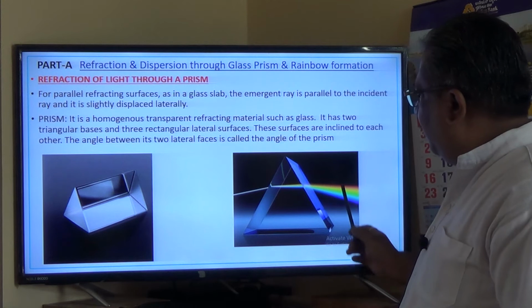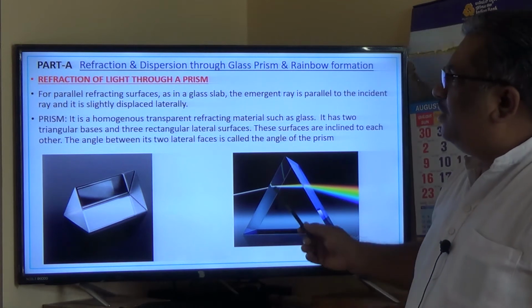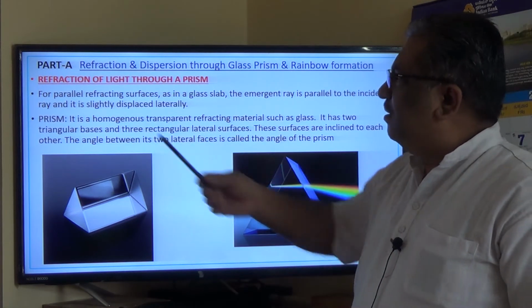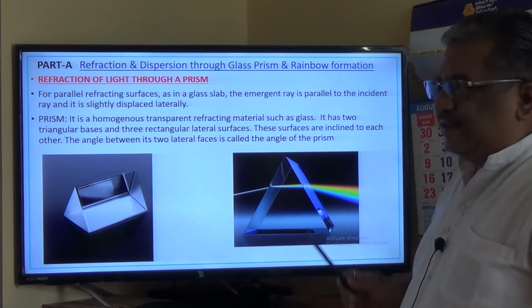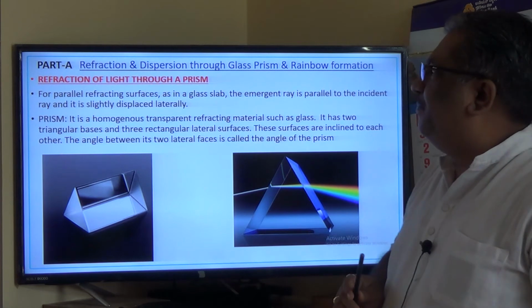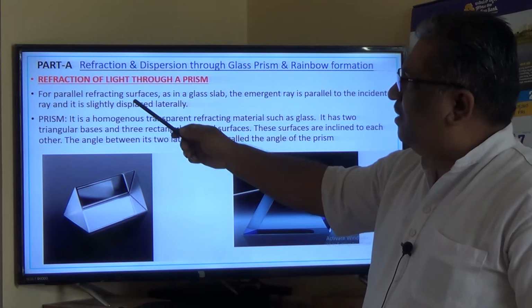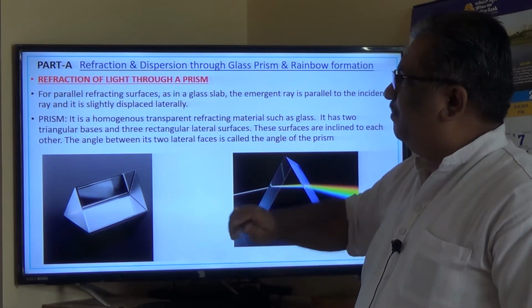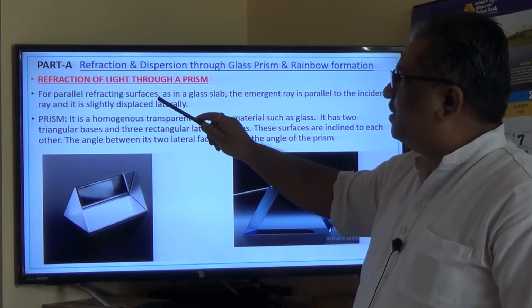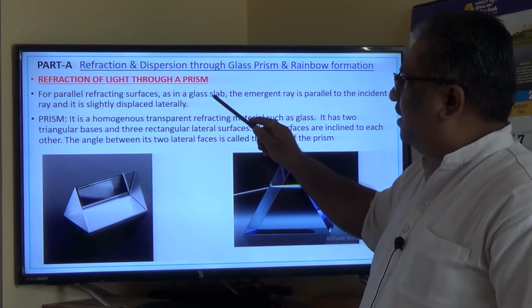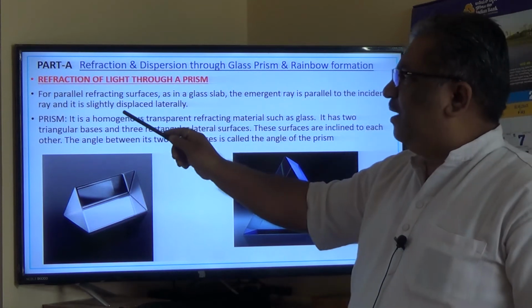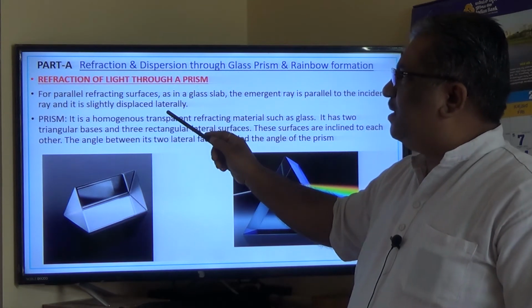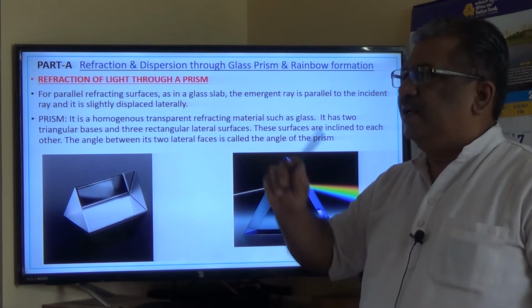Here you can see the rainbow formation basically. Rainbow formation means rainbow-like colors, but the rainbow is different and this is different. Here it's a dispersion phenomenon. So let us see refraction of light through a prism. For parallel refracting surfaces as in a glass slab, the emergent ray is parallel to the incident ray and is slightly displaced laterally. That we have seen already.